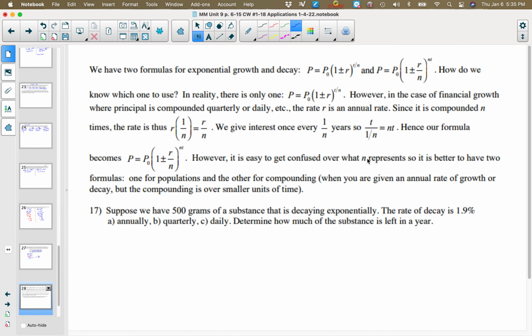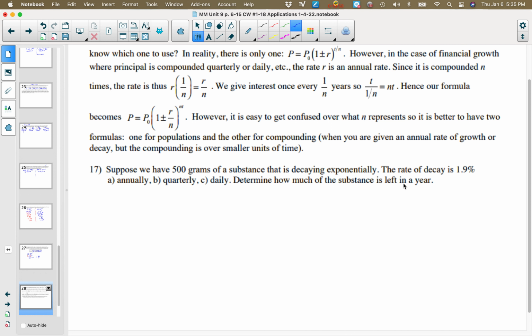But it does get confusing if you are dividing by a fraction. So it really is easier to just kind of keep track of the two different formulas. And if you're compounding, then you're going to use this compounding formula. So this next problem is kind of interesting in that it's not financial, but it talks about compounding. So because it talks about compounding annually, quarterly, and daily, then you would want to use that particular formula if you were doing that problem.